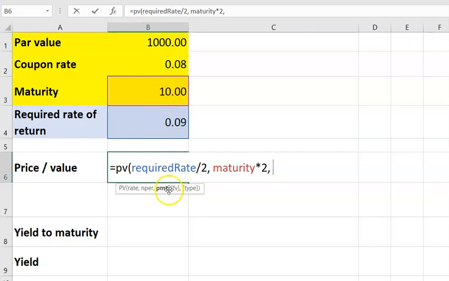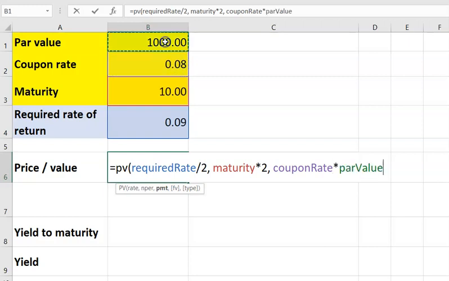What is my payment? That's the next thing I want to know, my payment. Well, it's my coupon rate, right? 8% times my par value divided by 2. Because I get half each period.